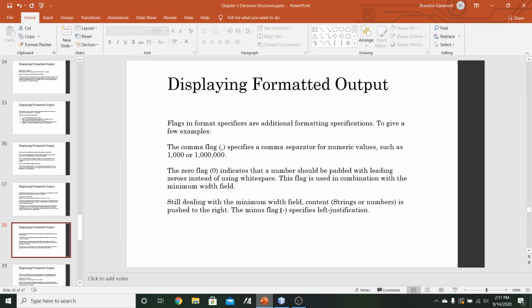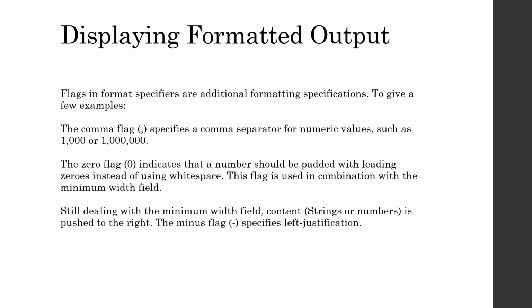And then finally, getting into the last flag that we'll look at here, still dealing with the minimum width field, content, so that includes our strings or numbers, is pushed to the right whenever we apply some kind of minimum width. So you saw this before, the number for sales that was printing to the console was being pushed to the right, and the leading white space was at the left of it. So we can actually include another flag, which is going to be this minus character, to specify left justification.